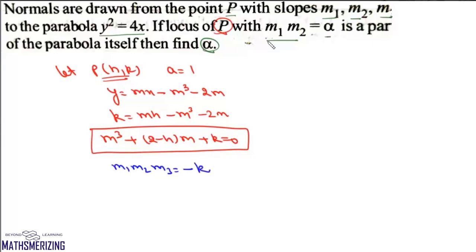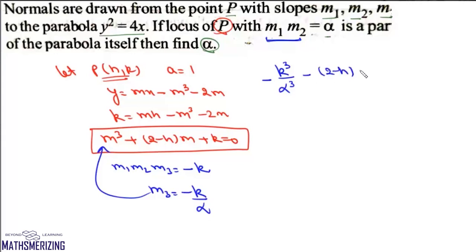Now it is given that m1 into m2 is alpha. So we'll put m1 into m2 as alpha. We can write m3 as minus k upon alpha. Now m3 is a root of this equation, so we'll put the value of m3. We can write this as minus k cube upon alpha cube, and then minus (2 minus h) k upon alpha, and then plus k equals 0.